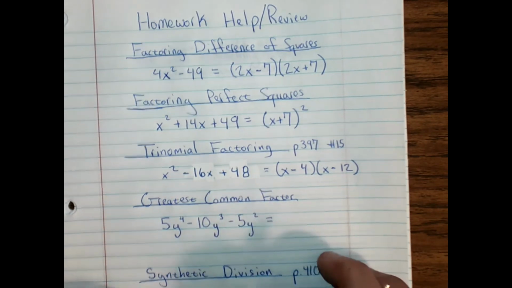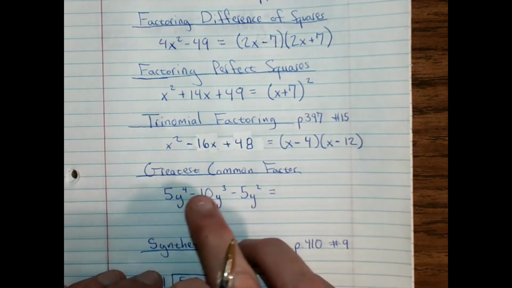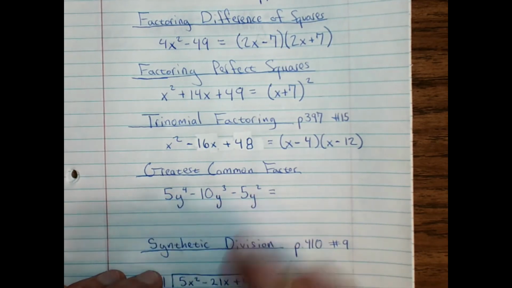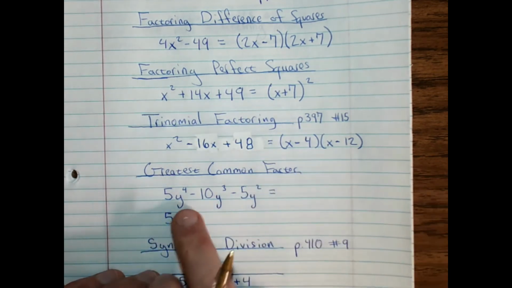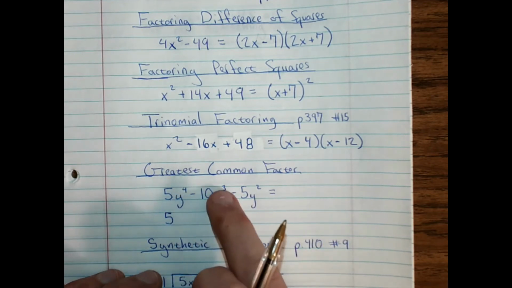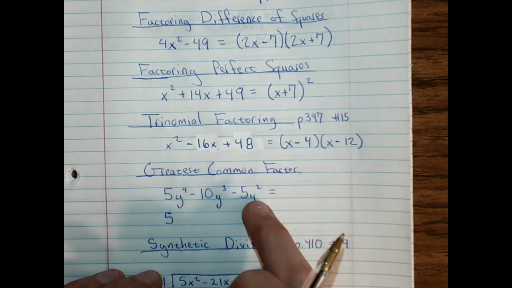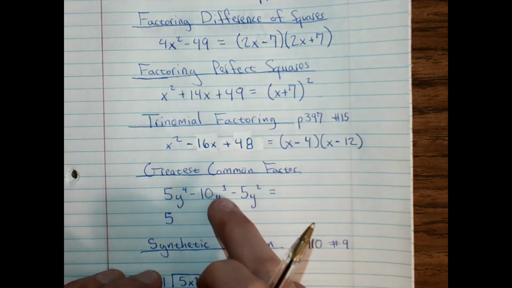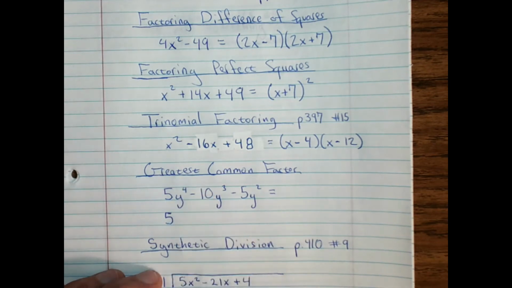That's how we factor. Greatest common factor: start with the coefficients, 5, 10, and 5. They all have 5 in common there, so I'm going to factor out the 5. And then with the variables, look for the lowest power. I've got y to the 4th, to the 3rd, and squared. So I can factor out a y squared because there is a y squared hiding in my y cubed, and there is a y squared hiding in my y to the 4th power.